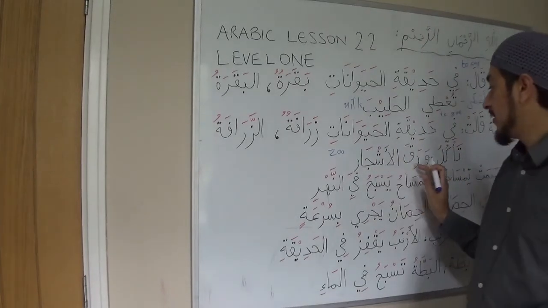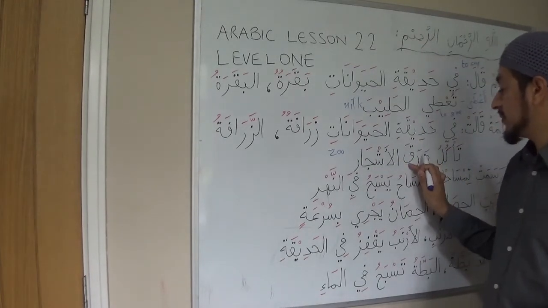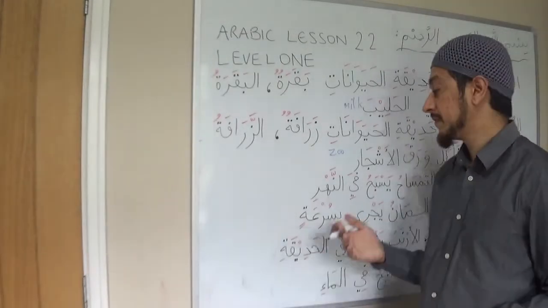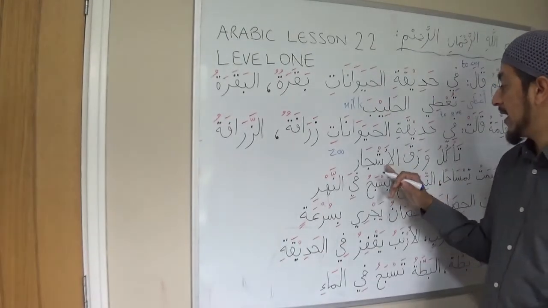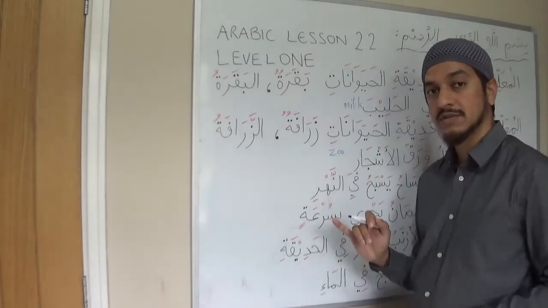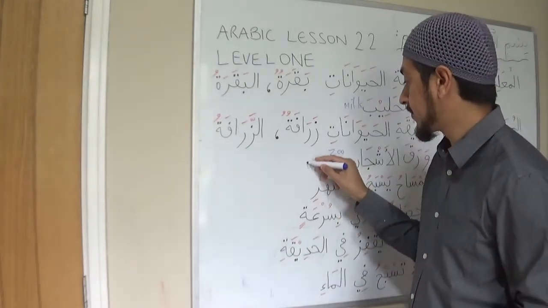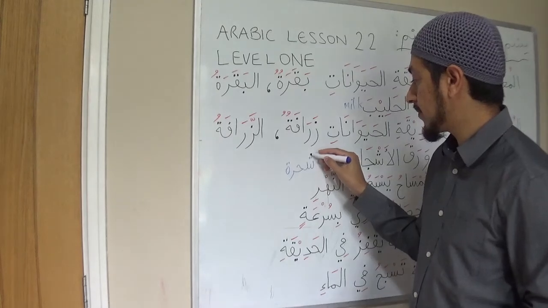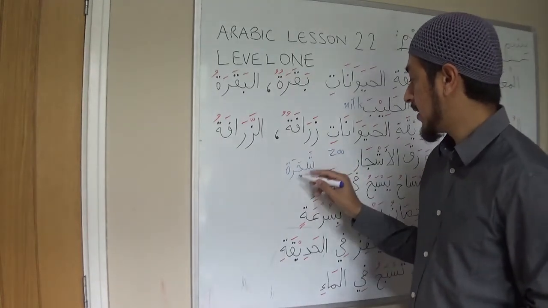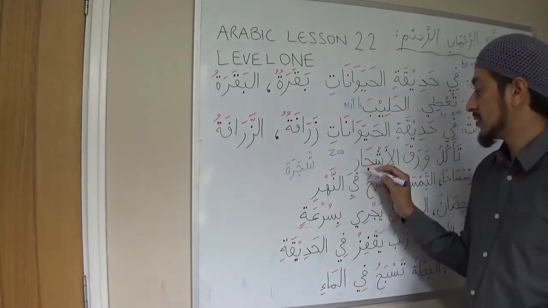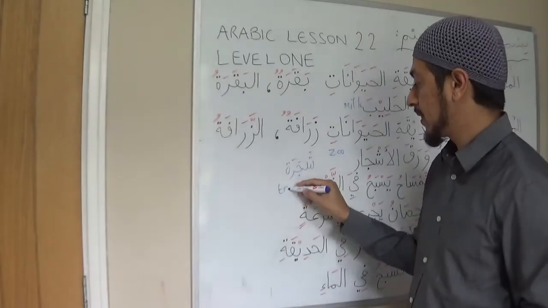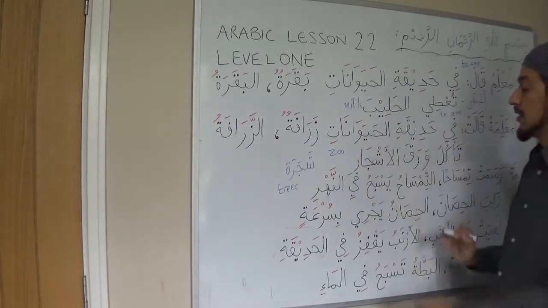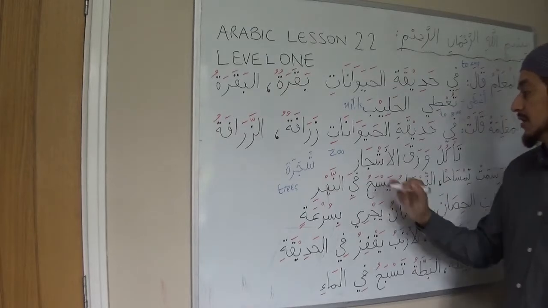Waraq al-ashjar. Not just waraq is paper, but here it means leaves. And this is of the tree. Shajara is the feminine singular, and the plural is ashjar, trees. So it's eating the leaves of the trees. So we made it all one word. Waraq al-ashjar.